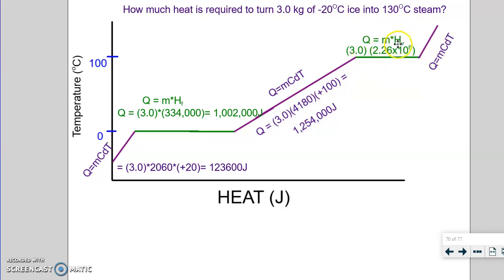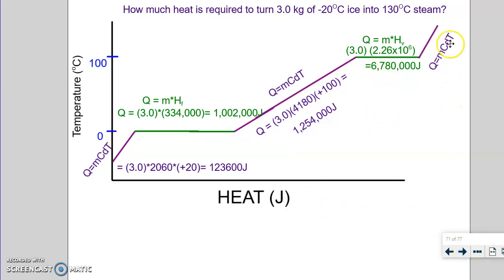Notice that it's 2.26 million compared to 334,000 for the fusion. It takes much more heat to evaporate, to vaporize water than it does to melt it. So this should have been a much longer green line, and this one should have been shorter, about 8 times as long or so. So forgive me for that. So 6.78 million joules is what that comes out to.